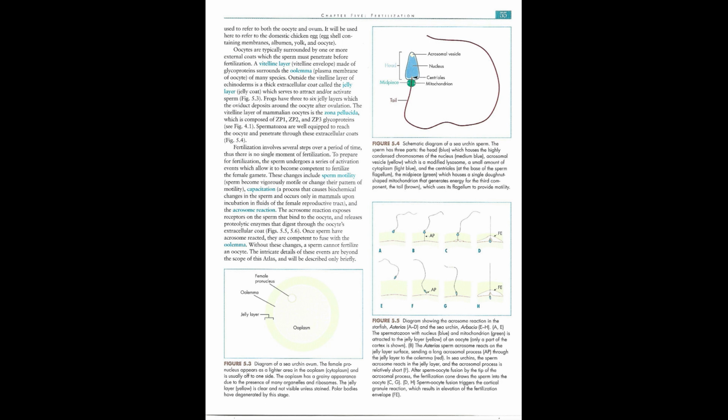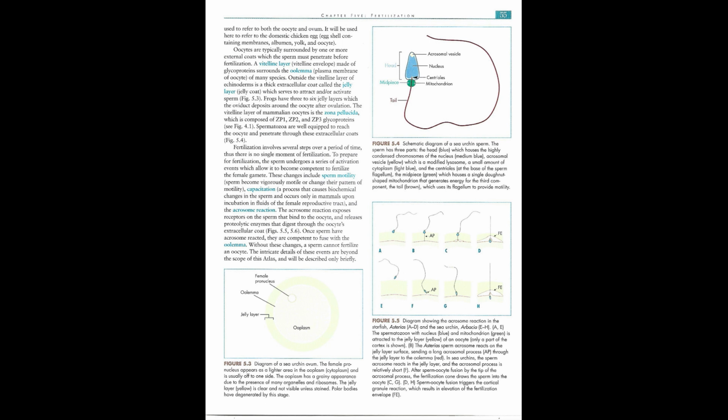Fertilization involves several steps over a period of time, thus there is no single moment of fertilization. To prepare for fertilization, the sperm undergoes a series of activation events which allow it to become competent to fertilize the female gamete. These changes include sperm motility. Sperm become vigorously motile or change their pattern of motility; capacitation, a process that causes biochemical changes in the sperm and occurs only in mammals upon incubation in fluids of the female reproductive tract; and the acrosome reaction.